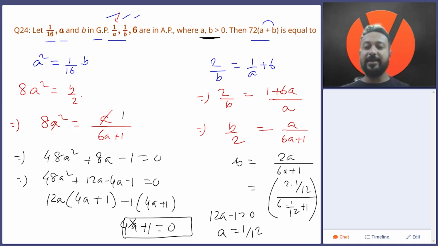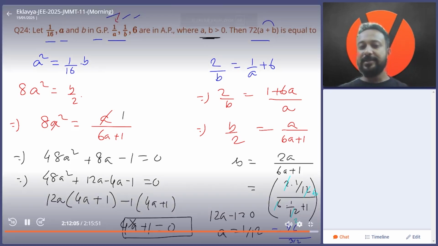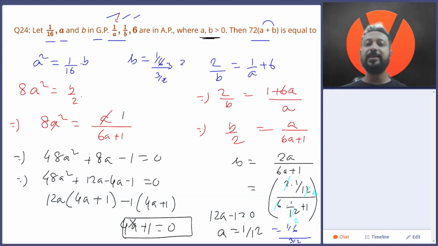Okay, so finally I think we have 2, and then we have 6, then we have 6, and then we have 2. Correct. So finally what we have is 1 by 6 divided by, sir, 1 by 2 plus 1 is 3 by 2. Correct, beta? So from here again B is coming out to be 1 by 6 divided by 3 by 2. So 2, 3 cancel. So B is coming out to be 1 by 9.